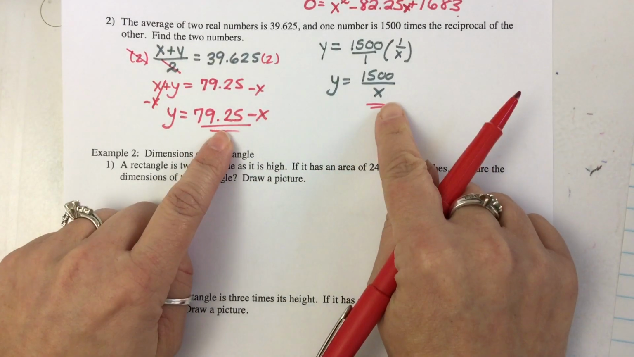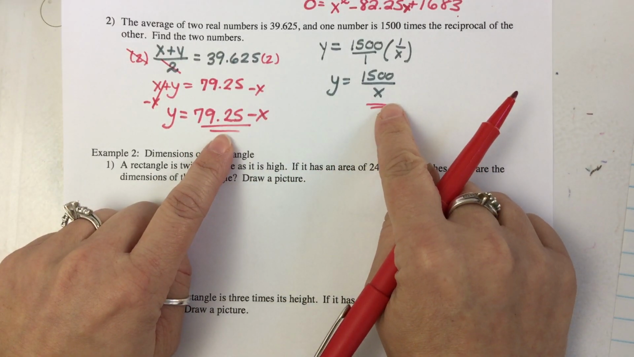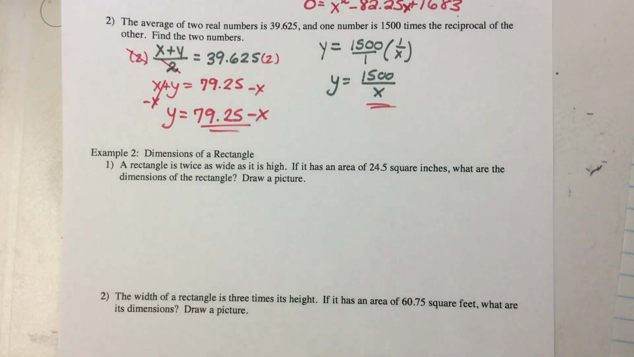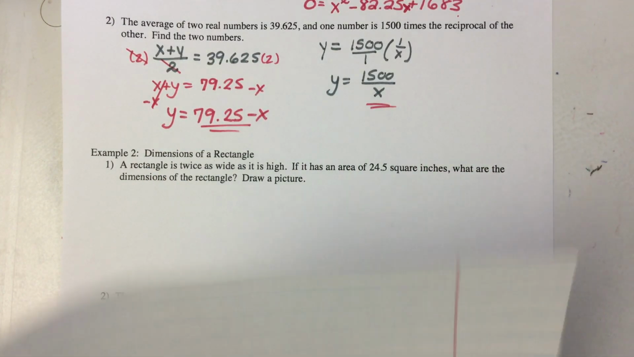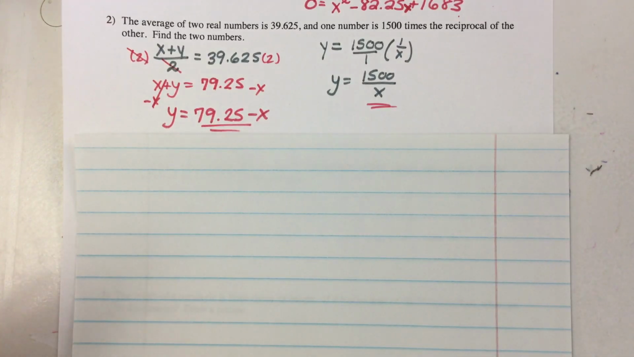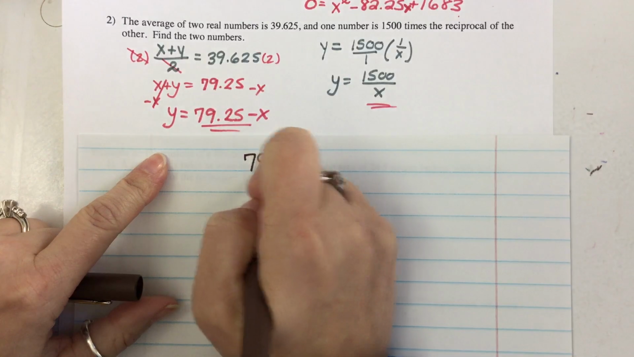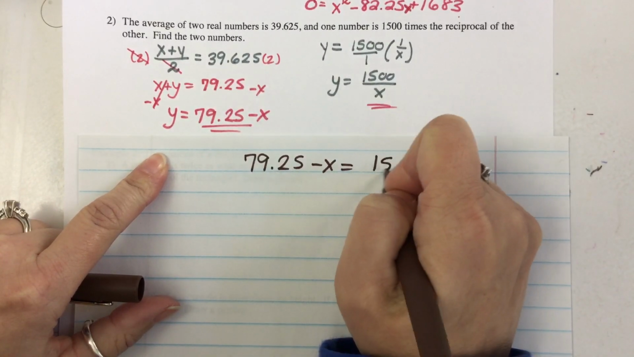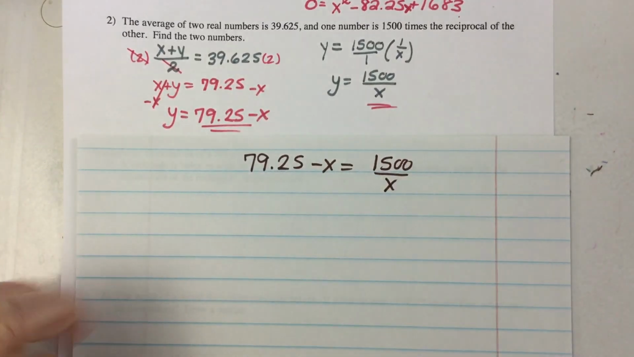Well, here's the deal. Y equals this and y also equals this. Because they're both equal to y, I can ignore the y's for right now, and I can take those two expressions and set them equal to one another. Because technically, they're both equal to y. So 79.25 minus x should be equal to 1,500 over x.